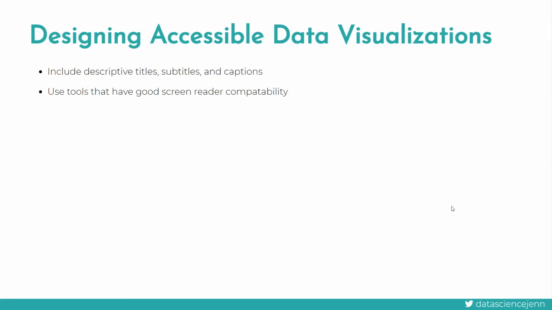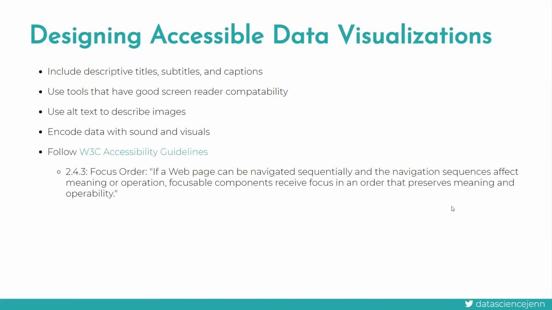Also, think about using tools that have good screen reader compatibility and good compatibility with web accessibility tools. Make sure to use alt text to describe images and logos and static pieces of a data visualization. And think about encoding data with sound as well as visuals as another way of designing more accessible data representations. Also be sure to follow the W3C accessibility guidelines for the web, which make sure that the web and all parts of the web are accessible for all users.